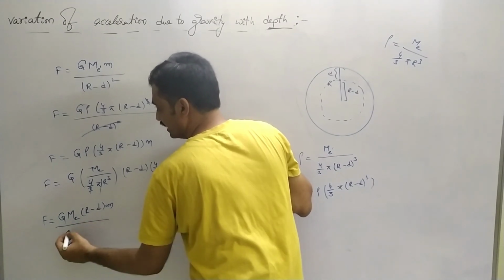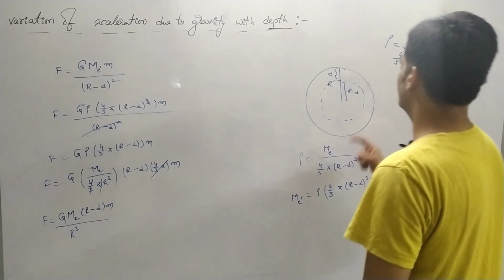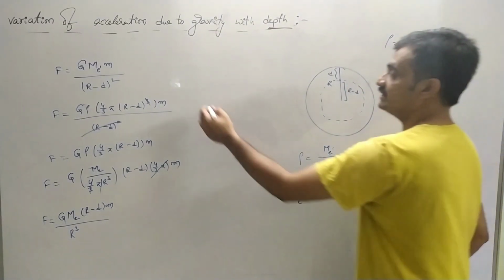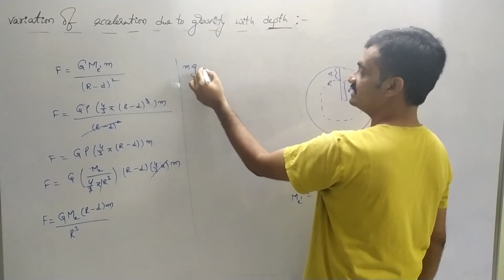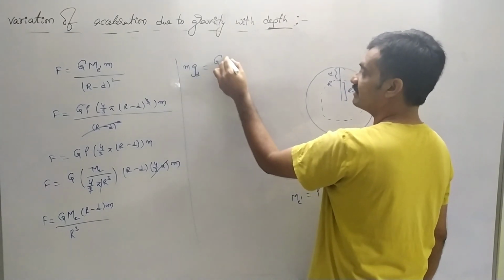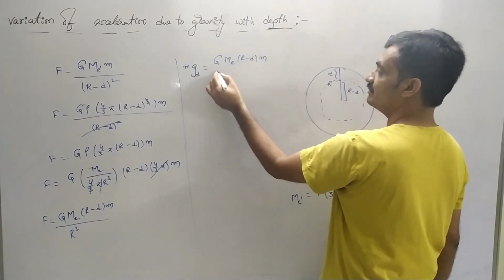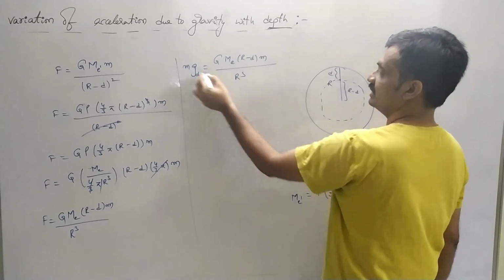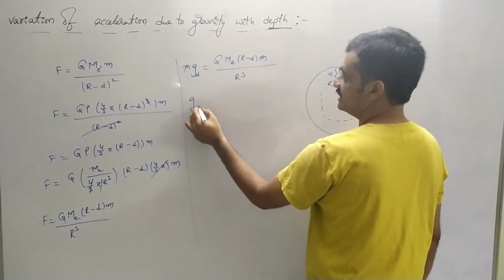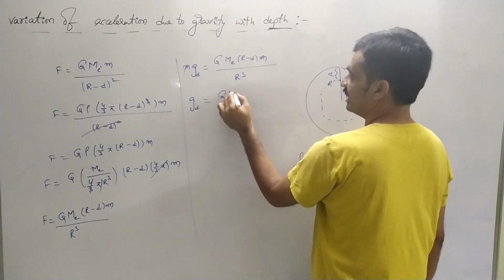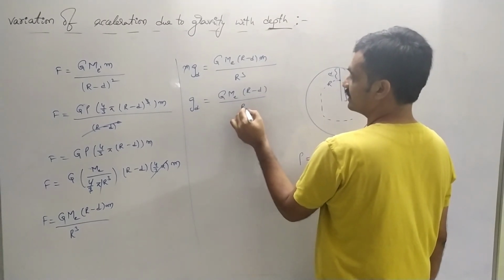Where we know that F is equal to mg, gravity at depth d, so m into g suffix d is equal to G capital M suffix e into r minus d into m by r cube. So that m gets cancelled on both sides. Then gravity at depth d is equal to G capital M suffix e into r minus d by r cube.